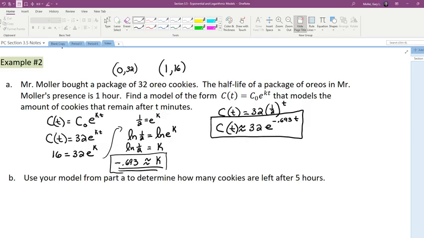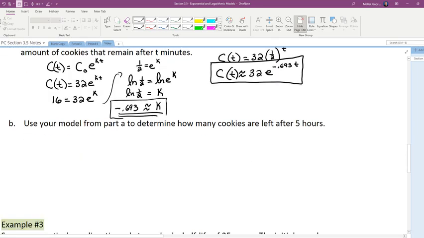I want to point out something, and maybe I'll wait to point it out in the next one, and that's what I'll do. So let's use our model now to figure out how many cookies we have after 5 hours. So I'm going to find C of 5 equals 32 e to the negative 0.693 times 5. Now remember, this is an approximate model because we rounded, and the less we round, the more decimal places we include, the more accurate our answer would be. So at 3 decimal places, we'll be close.